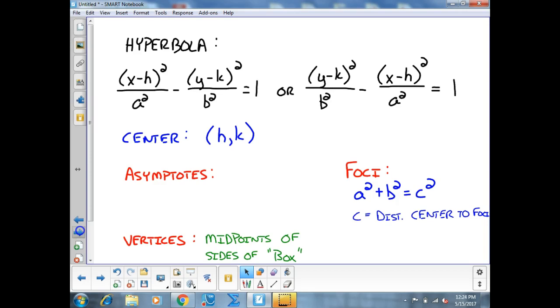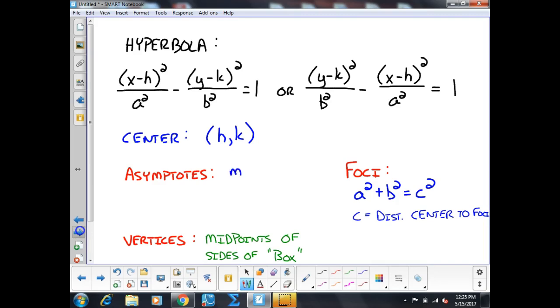Asymptotes are the diagonals of the box, and y equals plus or minus b. Okay. So the slope of the asymptotes is going to be plus or minus b over a, and these are going to be the diagonals of the box, which means that they go through the center, correct? So if we don't have the y-intercepts, we can use the center in the point slope form to find what they are.